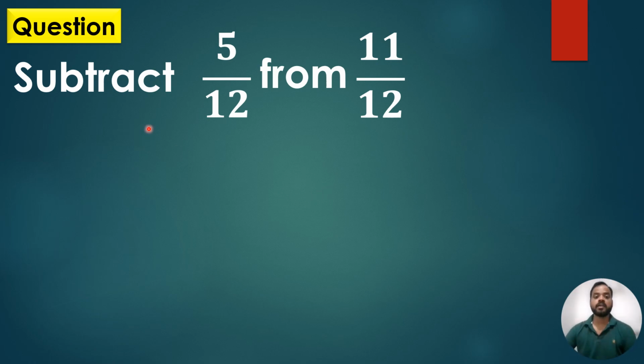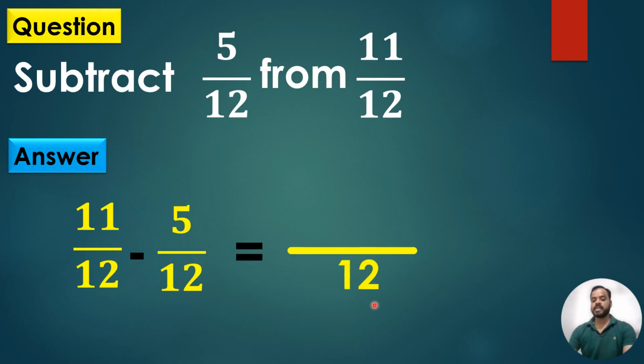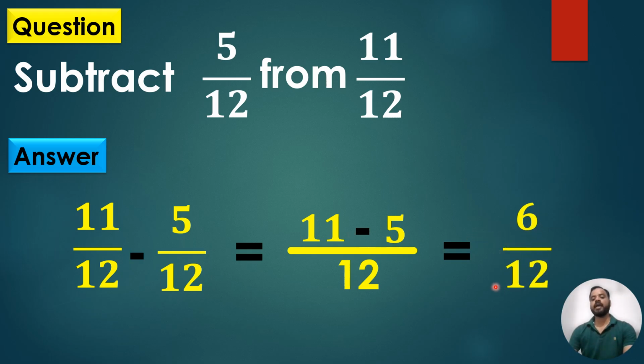We have to subtract 5 by 12 from 11 by 12. So 11 by 12 is greater than 5 by 12. Why? Because denominator is same and 11 is greater than 5. So 11 by 12 minus 5 by 12, the denominator will be the same. So the denominator is 12, and to get the numerator we subtract the smaller numerator from the greater numerator. So 11 minus 5. So the answer will be 6 by 12.